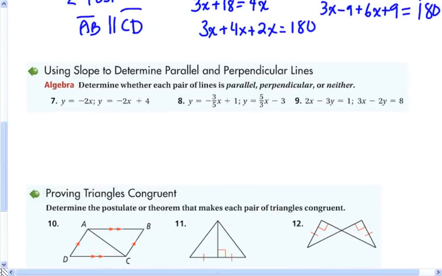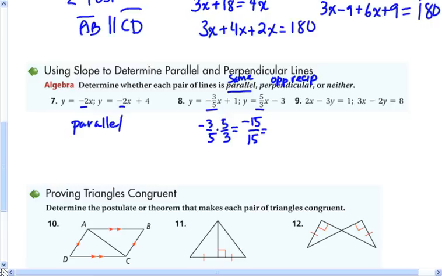Okay? Using slopes to determine if they're parallel, perpendicular, or neither: parallel lines have the same slope, perpendicular lines have opposite reciprocal slopes, and other than that, it would be neither. So if you look at number 7 here, you notice they have the same slope, so you know those are parallel. If you look at number 8, if they're opposite reciprocals, that means their product would equal -1, which is true here because we get -15 divided by 15, which is -1. So those are perpendicular because we have opposite reciprocals.